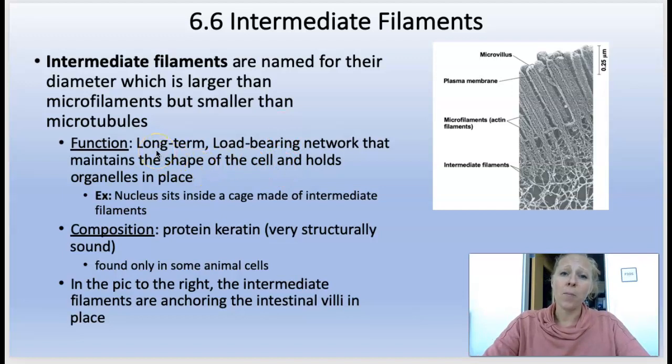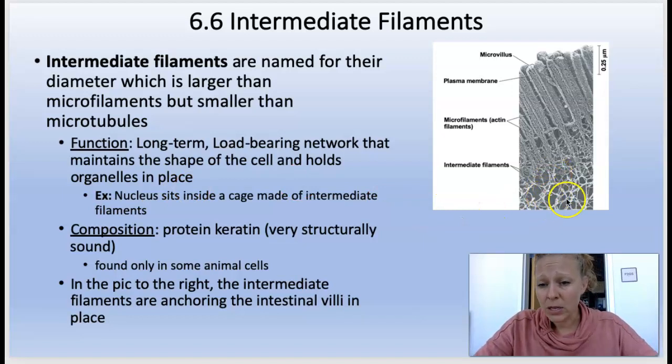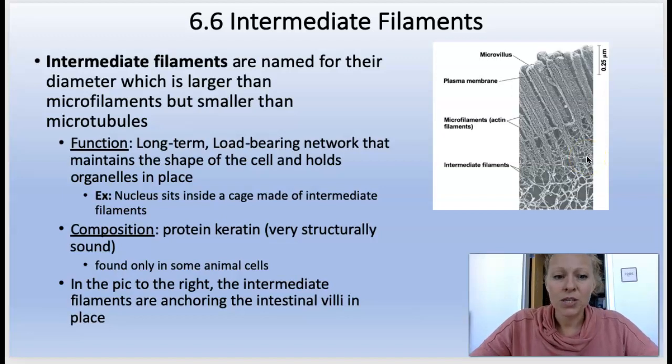So they're going to give points of contact for organelles to connect to the cytoskeleton, and the nucleus is going to sit inside of a cage made of intermediate filaments, which is going to protect it and keep it in a very specific spot. So if we look here, we have intermediate filaments that are connected to the microvilli right here, and this is going to be keeping it in place and making sure that the microvilli are structurally sound and connected. It's the anchor. So this is 6.6 in intermediate filaments, and those are the elements of the cytoskeleton.